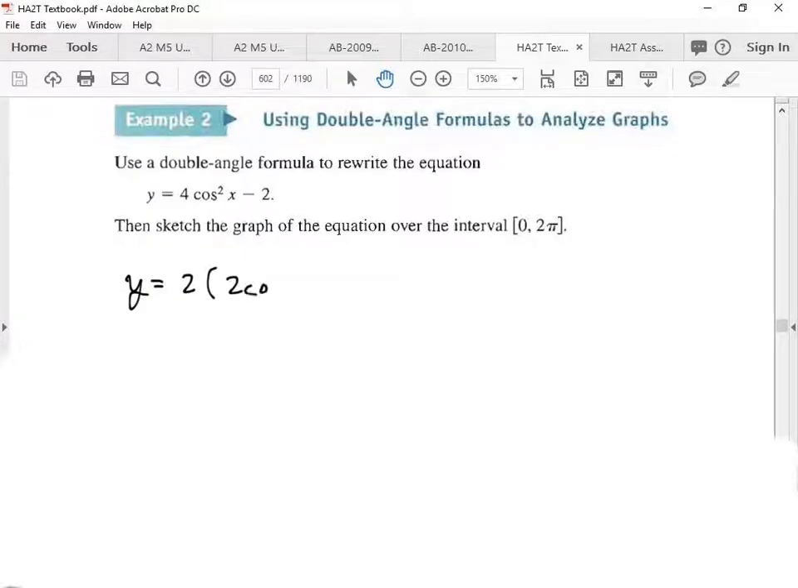So we get 2 cosine squared x minus 1. Do you guys know of any of the new double angle formulas that equals this inside? 2 cosine x. No, close. Yeah, this equals cosine 2x.